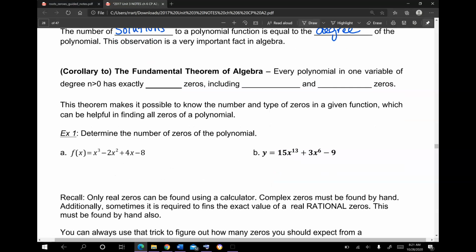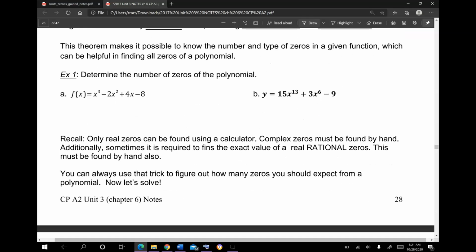Okay, this theorem can make it possible to know the number and type of zeros in a given function, which can be helpful in finding zeros of a polynomial. So I want to determine the number of zeros. It didn't tell me to classify. I just want to know how many there are. Well, you find the degree of your function. The degree of your function is your highest exponent in standard form, which is what you're going to be getting. I'm not going to give it to you in factored form. So your degree is your highest exponent.